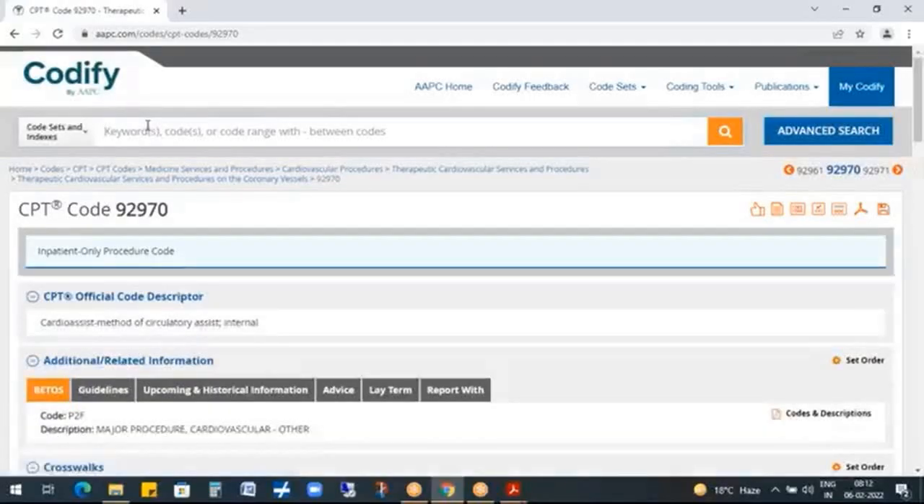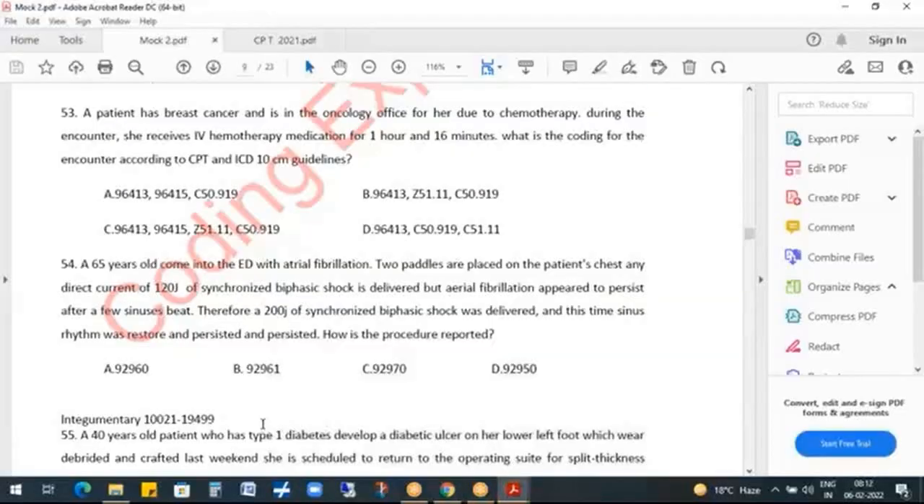Cardio assist method of circulatory assist, internal. Now read the question that is performed there. A 65-year-old patient, 2 paddles are placed on the patient's chest. That means internal or external?